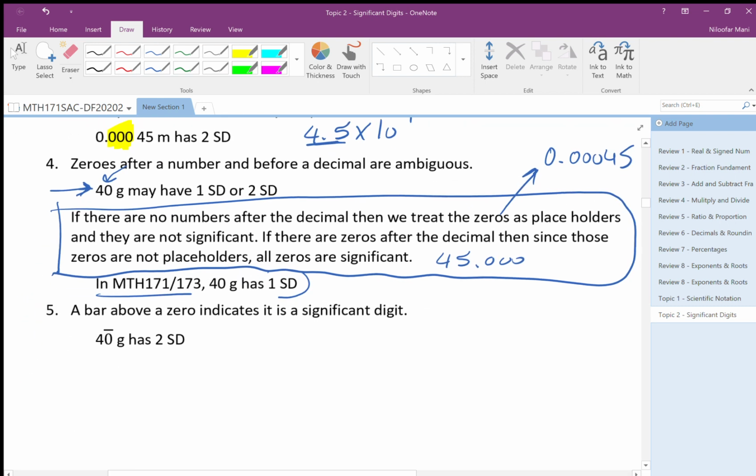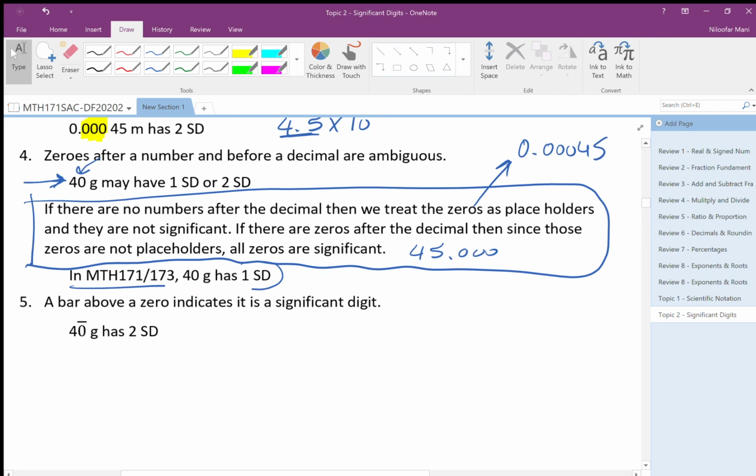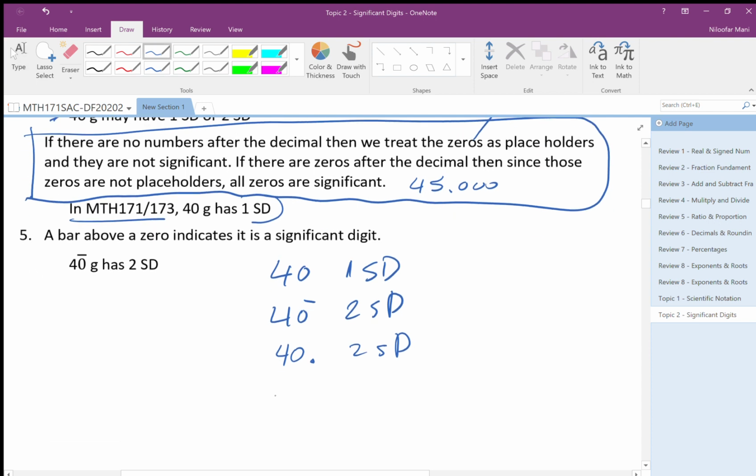Okay, so a bar above a zero indicates that it is a significant digit. If I want to mention a zero is significant and you have to count it, I put a bar on top of it. See, if I have 40, this is one significant digit. If I have this, it is two significant digits because I have a bar on top of it. Or if I have this, also two significant digits because you see a decimal. So you count them. But remember, don't do this, because this is three significant digits.